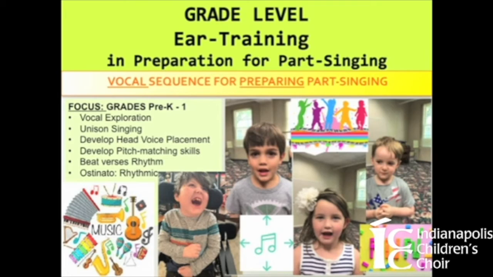By the end of first grade, we can keep an ostinato going, a rhythmic ostinato, very pleasantly underneath a rhyme or a chant or within a song, playing instruments, doing all sorts of things. We know that children need to dance and move and have fun and explore instruments as well. But in this video, we're talking about the vocal sequence for preparing part singing. Let's listen to these 4- and 5-year-olds practicing their head voice.